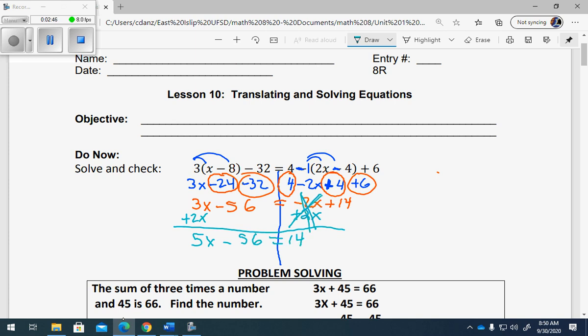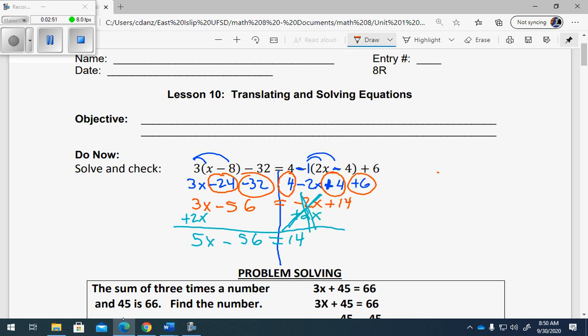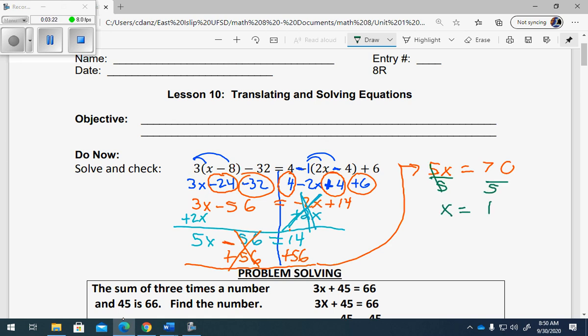Now that I just crossed off x's from the right, I want to cross off the constants, which are the plain numbers all by themselves, from the left. It's a minus 56, so I have to add 56 to both sides. That's what allows me to cross it off. I'm out of room, so I'm coming over here. On the left side, I have a 5x. On the right side, what do I have? I have 70. Finally, my last step is to divide. So we will divide both sides by 5. And x equals 14. Notice it says we have to check also.